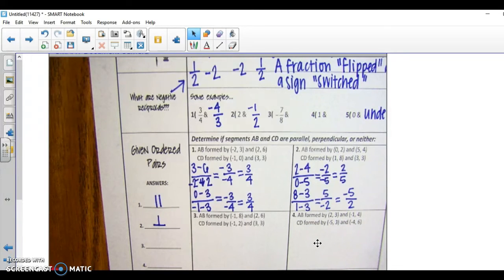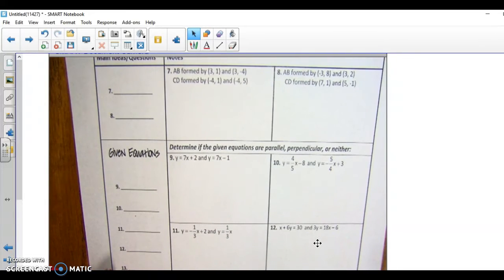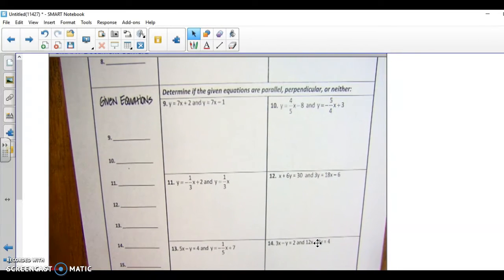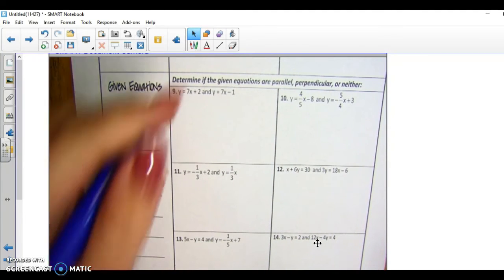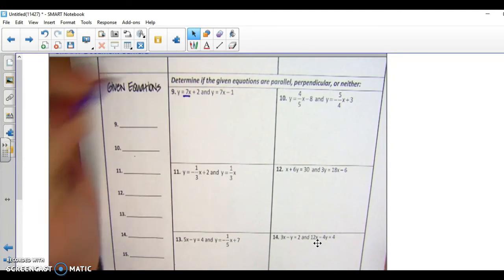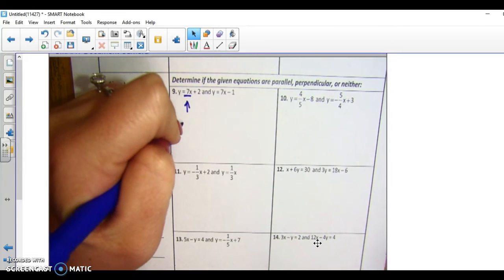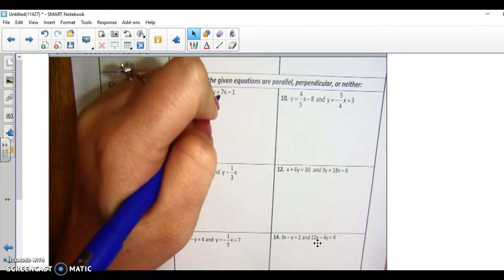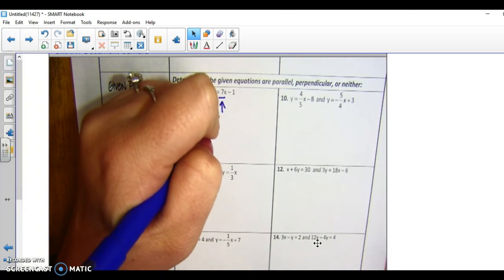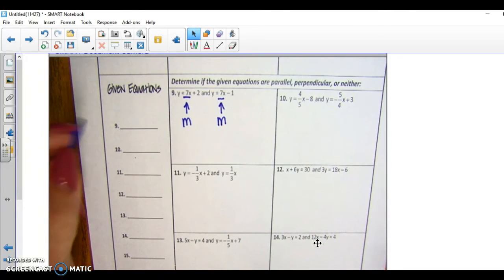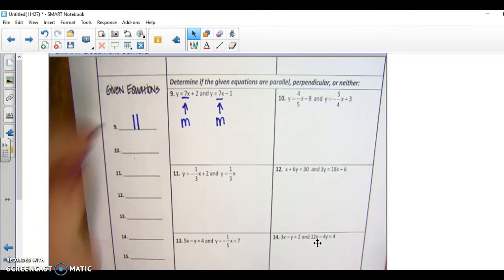So now we will switch to our other sheet where it says if we are given equations. So determine if the given equations are parallel, perpendicular, or neither. So we are just going to look at our slope. So right here you can see that our slope is 7. And right here our slope is 7. So we can say that those are going to be parallel.